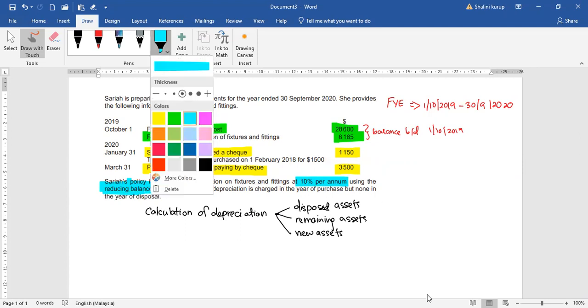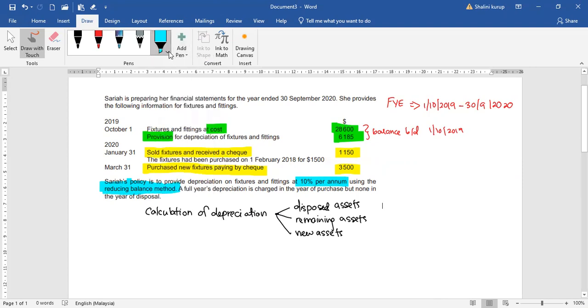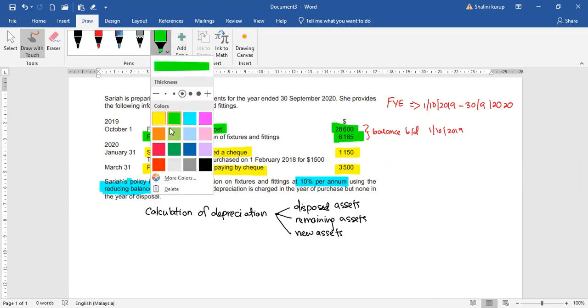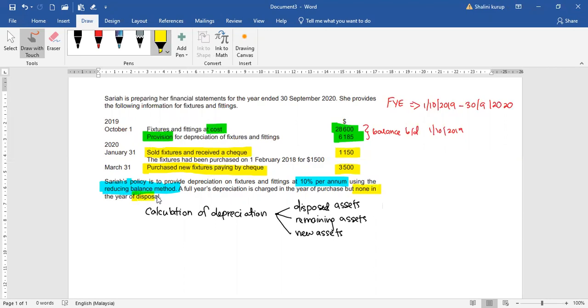Another very important keyword that you need to see here is, when do you actually provide for depreciation? In the year of purchase, none in the year of disposal. So this is one, and a full year's depreciation in the year of purchase. This is the keyword that you need to know. So I'm marking here, disposal year, no depreciation. That means even if you sell it, say you use it for the whole year and you sell it at the beginning of the 12th month, there's no depreciation for it.